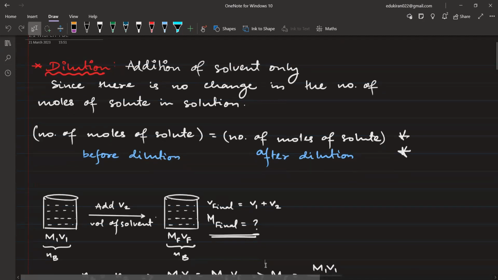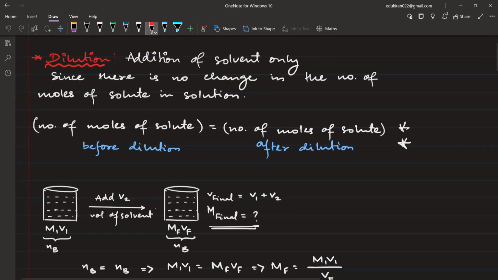See here, dilution. Dilution means the addition of solvent only. Solvent के अलावा हम लोग कुछ और नहीं डाल रहे हैं. So if I am not adding any other thing, है ना, कुछ भी हम लोग ना डाल रहे हैं और ना ही कुछ और निकाल रहे हैं. We are only adding what? We are only adding solvent.